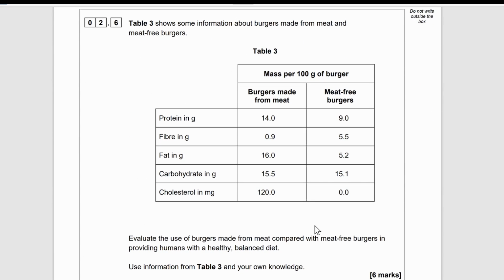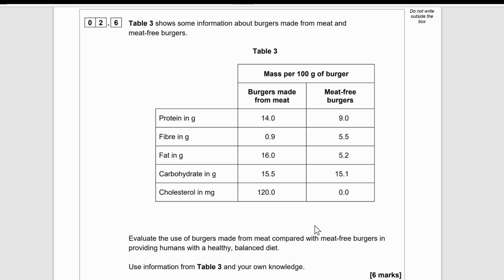2.6. Table 3 shows some information about burgers made from meat and meat-free burgers. So here are different nutrients that we're going to find in these two types of burgers, and how much of each we find in 100 grams of burger. Evaluate the use of burgers made from meat compared with meat-free burgers in providing humans with a healthy, balanced diet. Use information from table 3 and your own knowledge.